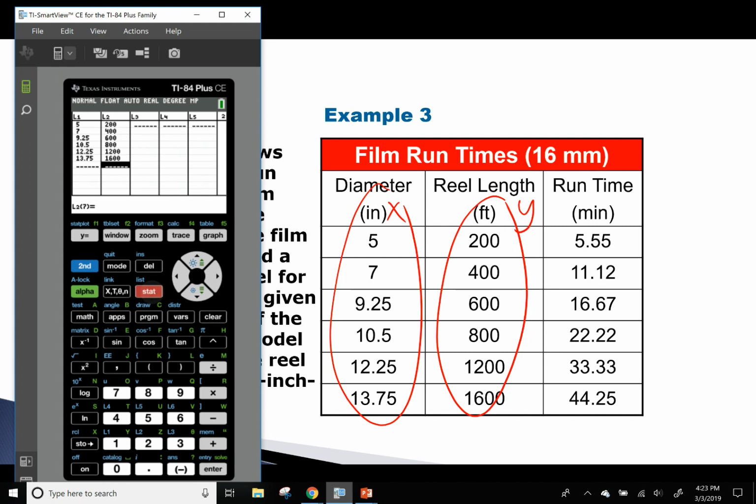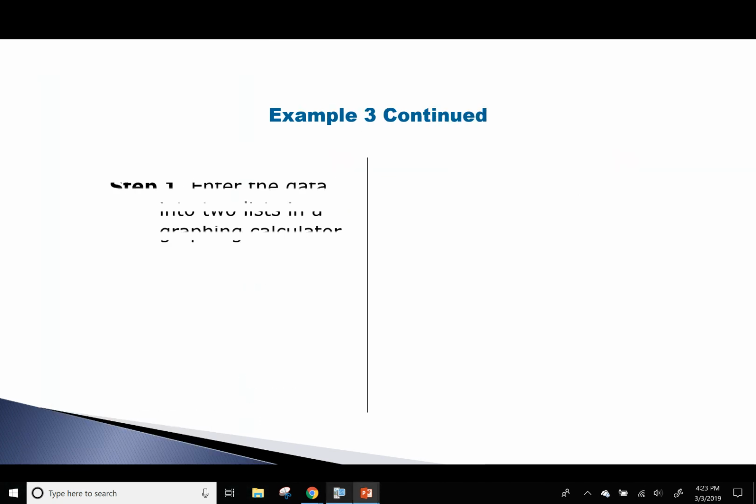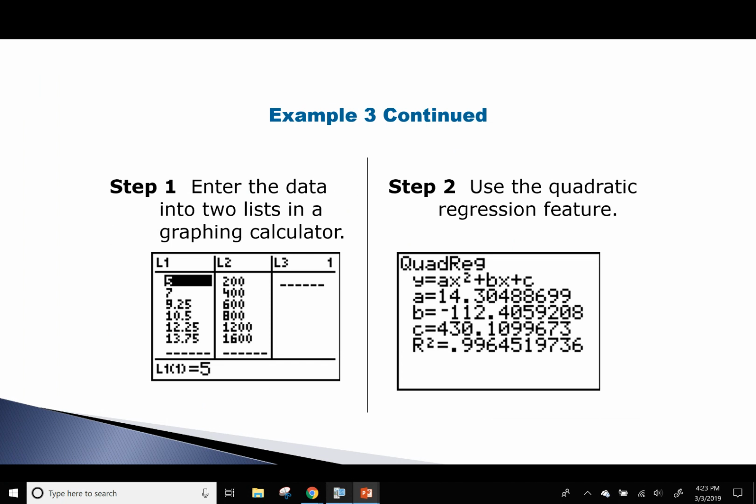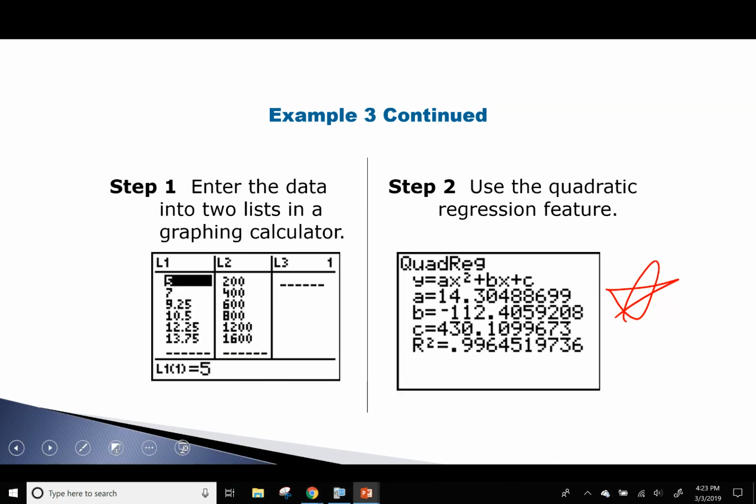All right, so with the table set up, we go to Stat, Calc, and we choose Quadratic Regression, and we get a quadratic equation for that data. And so that's the information that's displayed here. It's also on my calculator. It's the same exact thing. And you can see that the r-squared value, again, 0.996, very, very close to 1. So that means it's a very strong quadratic regression.